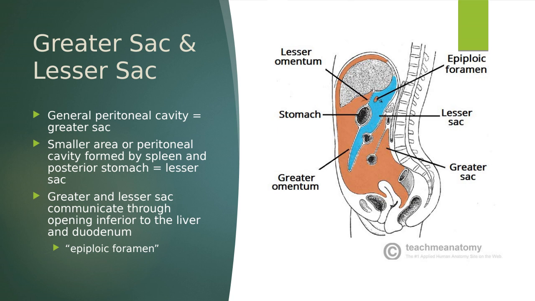Next, we have our sacs. So we have a greater sac and a lesser sac. These are kind of talking about, again, general spaces.